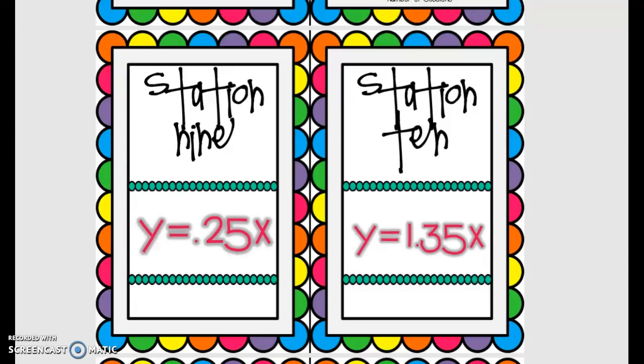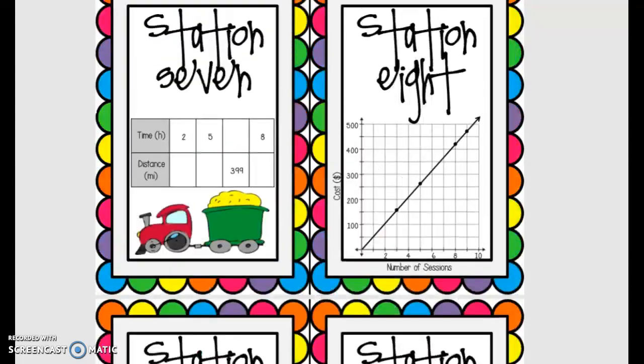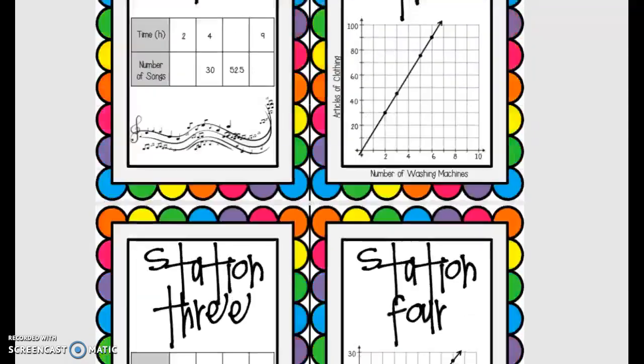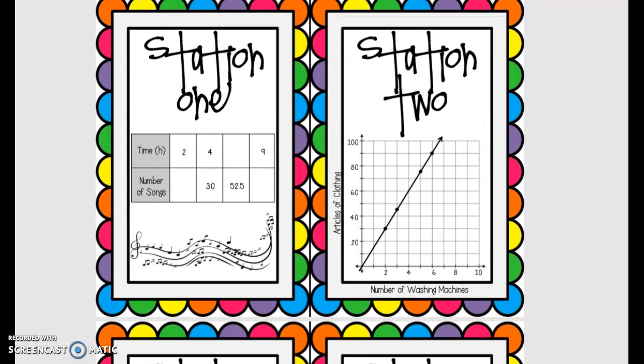So on station 9, your unit rate is 25 hundredths. On station 10, the unit rate is $1.35. So they're giving you the unit rate. Whereas on a table or a graph, you're going to have to work for it a little bit more. So I'm going to walk you through station 1 on your workspace, and this is what we're going to copy down on our information first. So find station 1 in your workspace.